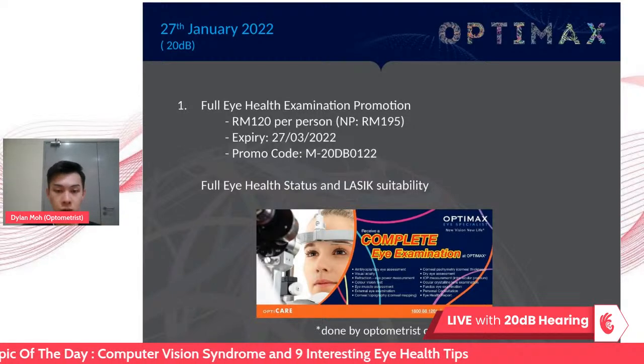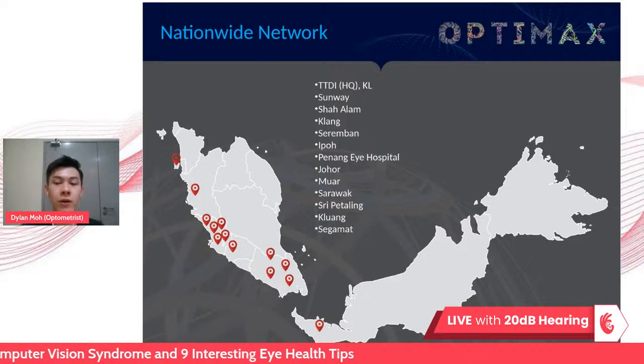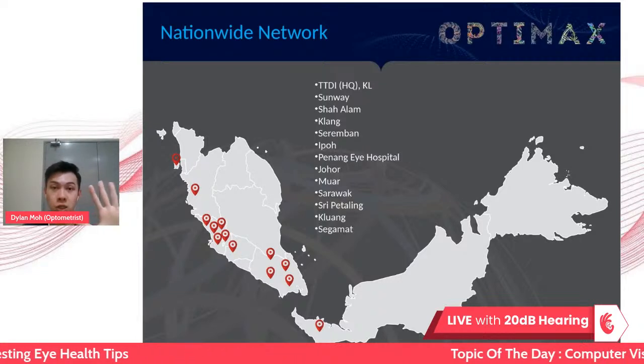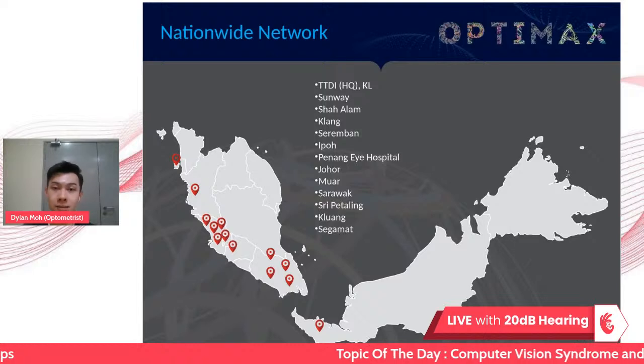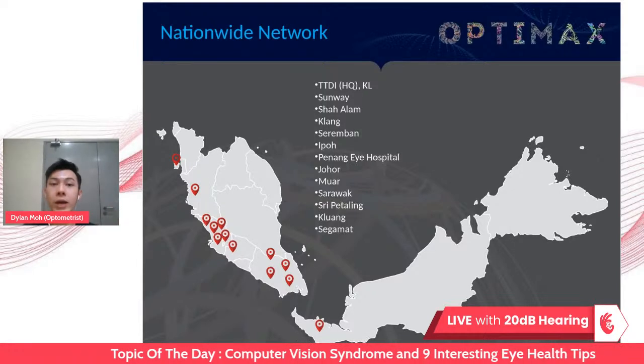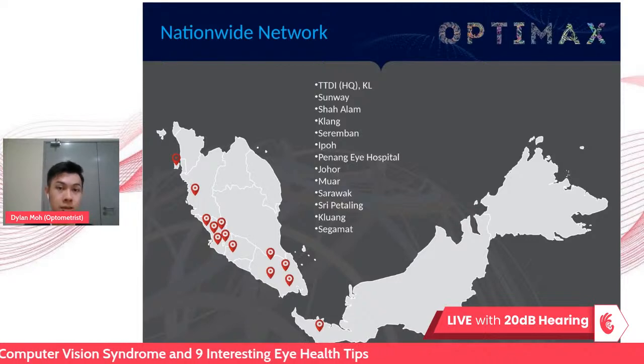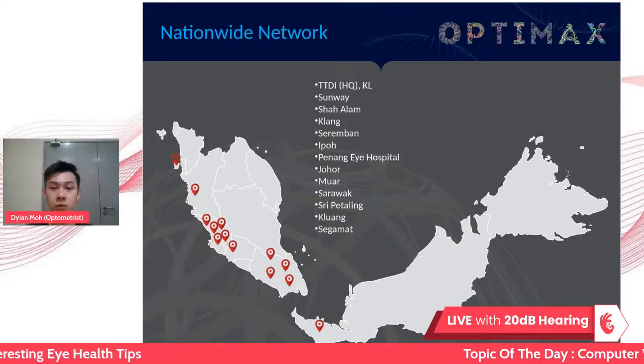All right, so the branches that you may visit: we have 13 branches in Malaysia. In the Klang Valley, we have 5 branches. The main branch is at TTDI, then Sunway, Shah Alam, Klang, and Sunway. We also have branches in the north, like Ipoh and Penang, in the south, like JB, and also in East Malaysia, which is Sarawak.